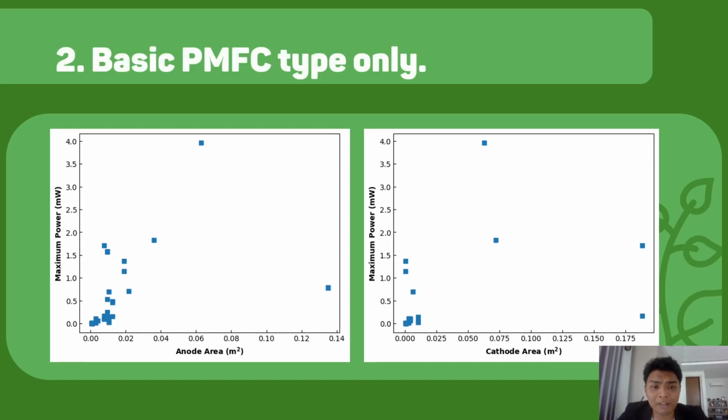Now, since we have removed constructed wetlands MFCs from the data for promoting power generation, we can remove the bryophyte and macrophyte MFCs for the opposite reason. Now, articles have reported that the bryophytes and the macrophyte MFCs have lower power generating capabilities than the conventional PMFC.